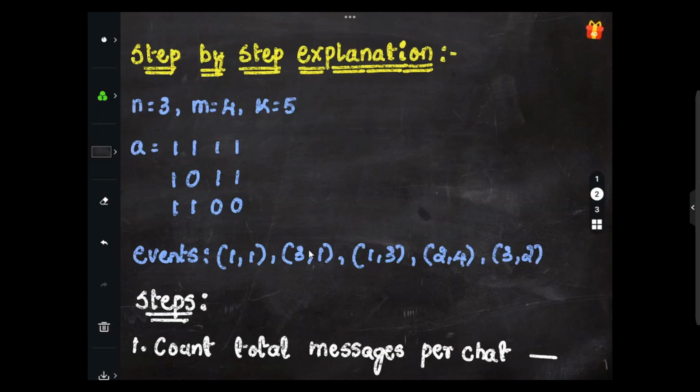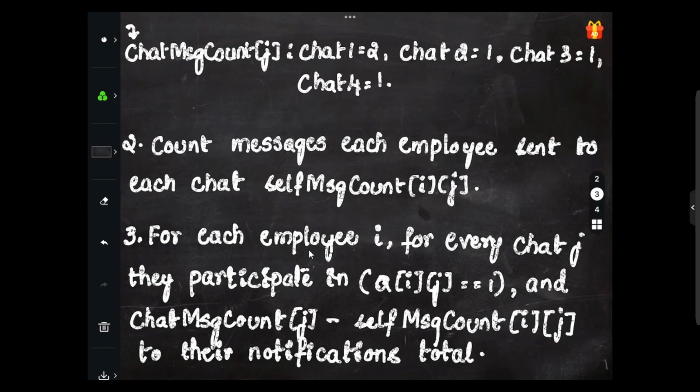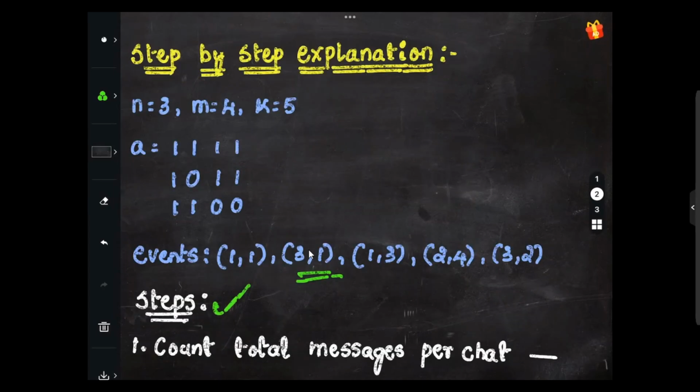We have been given n equals 3, m equals 4 and k equals 5, right? This one we have already considered. Now let's move on with the step by step explanation. First step is we have to count total messages per chat. In the code I'll also make use of the same variable name, chat message count of j. So chat 1 we have 2, chat 2 we have 1, chat 3 we have 1, and chat 4 we have 1, according to the example.